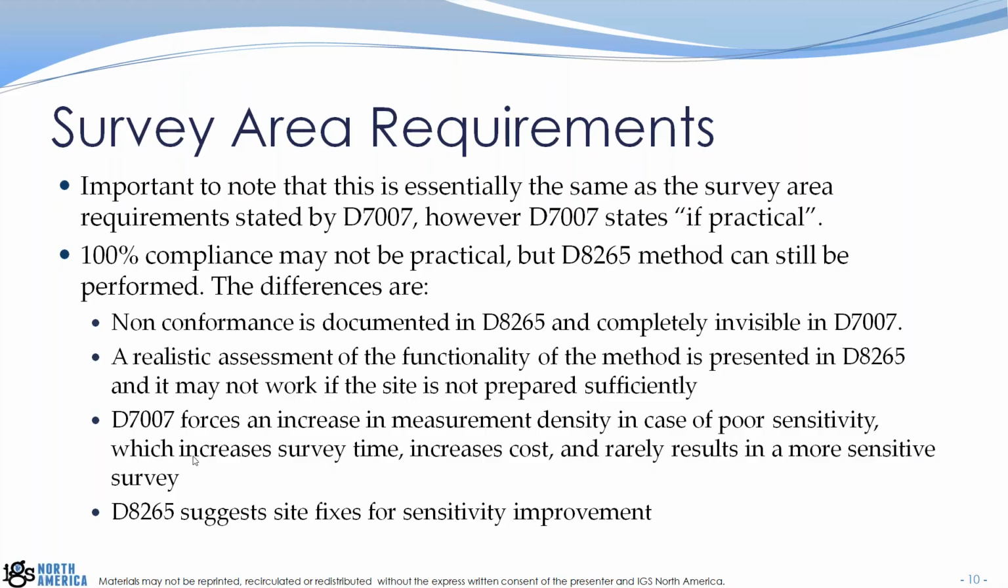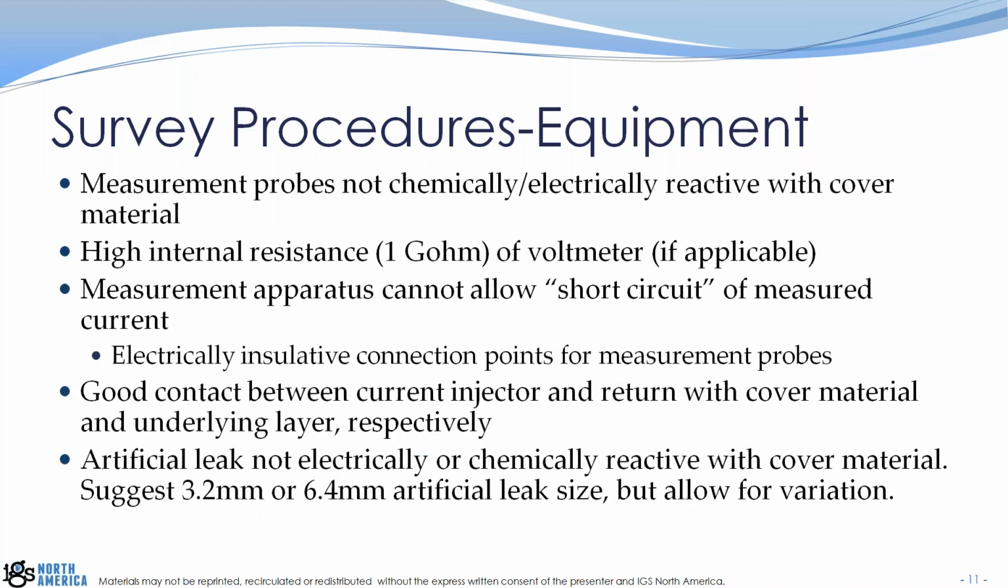So D8265 suggests that you fix your site first for sensitivity improvement, not messing around with measurement density. So I'm just going to go through each point of the survey procedure, starting with the equipment.